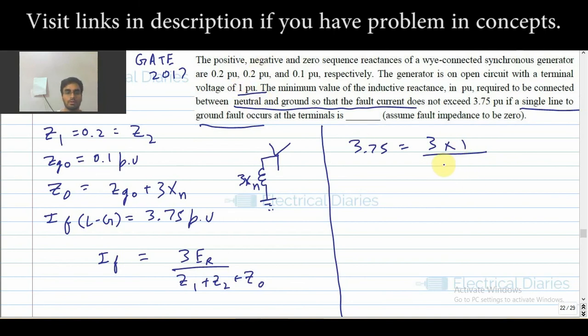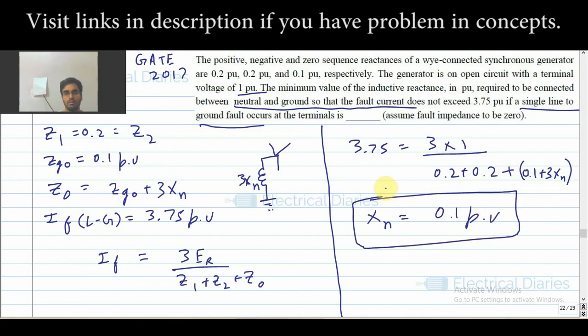Okay, so your Z1 is 0.2, your Z2 is 0.2, your Z0 will be equal to 0.1 plus 3 times xn, and this xn we have to find out. So on solving this expression, your xn will come out to be 0.1 per unit. Okay, your xn will come out to be 0.1 per unit. Okay, so that is how this question needs to be solved.